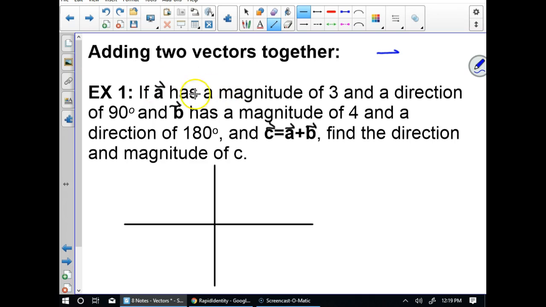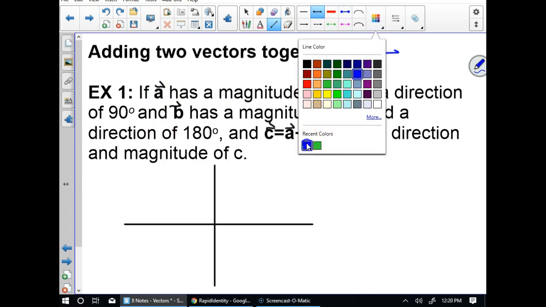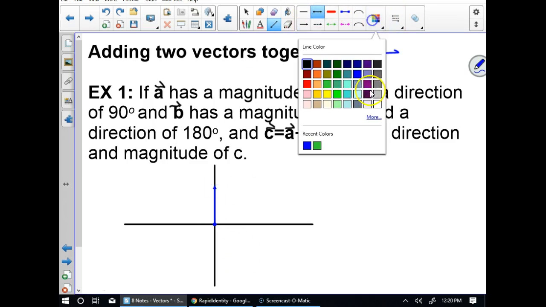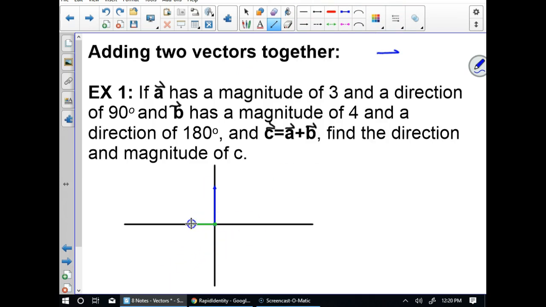So we've got a magnitude of 3 here, so I'm going to use blue for my first one. So 90 degrees would almost be like north if you're thinking this way. So we've got a magnitude of 3. And then we have a magnitude of 4 that goes in the 180 degree direction. So that would be here.